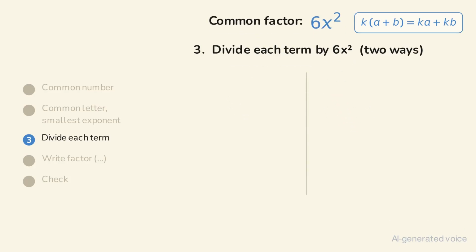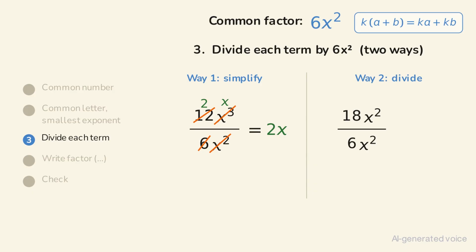Step 3. We divide each term by 6x squared. And I'll show it 2 ways. The first is simplifying, that is, crossing out what repeats. In 12x cubed over 6x squared, the 12 and the 6 cancel, and a 2 is left on top. The x cubed and the x squared also cancel, and an x is left on top. That gives 2x.